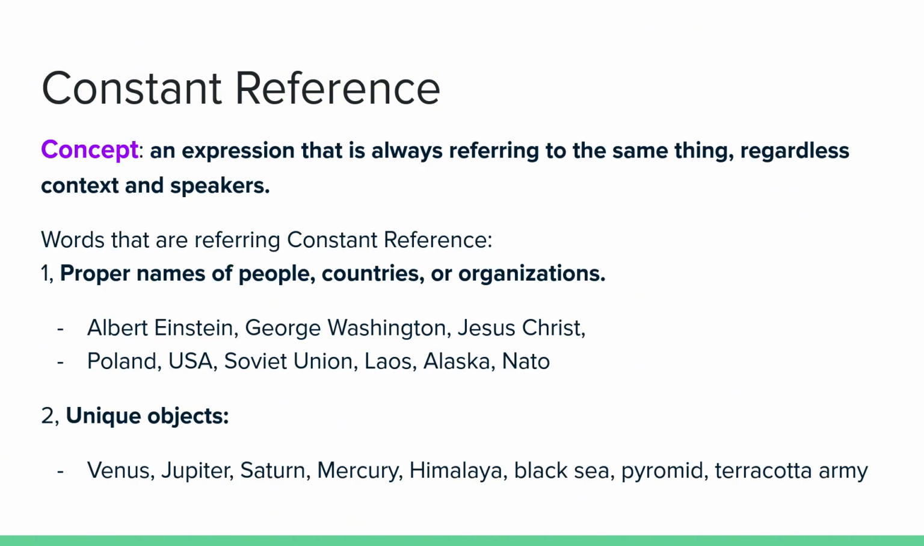Let's look at the term constant reference. The concept of constant reference in phrasal and sentential semantics is an expression that always refers to the same thing, regardless of context and speakers. Those are the words that have constant reference. In the group of proper names of people, countries, or organizations, those names are like Albert Einstein, George Washington, Jesus Christ, Poland, USA, Soviet Union, Laos, Alaska, NATO.